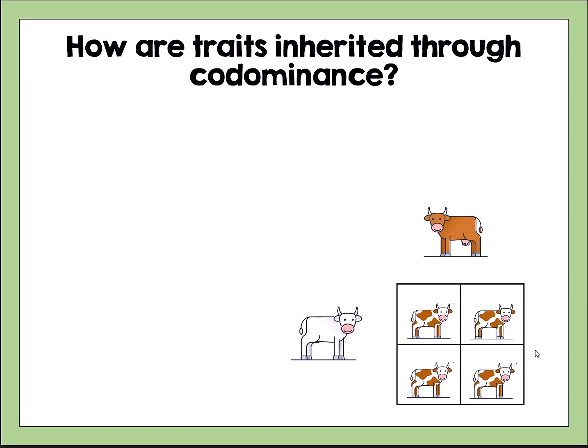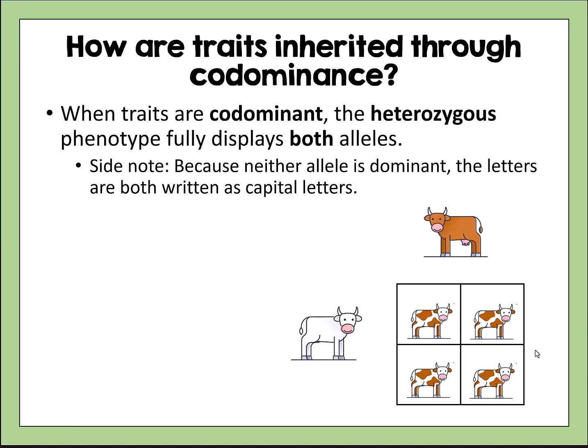Okay, next we're going to discuss codominance. So how are traits inherited through codominance? When traits are codominant, the heterozygous phenotype fully displays both alleles. So rather than creating an intermediate like in incomplete dominance, this heterozygous individual is going to show both of the traits from its parent at the same time. On a side note, because neither allele is dominant, the letters are both written as capital letters.